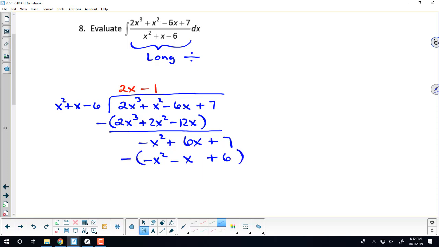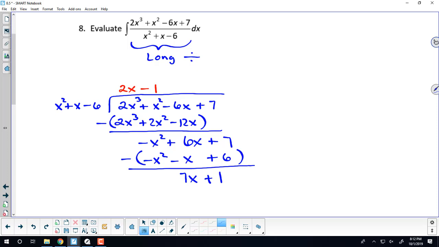We'll subtract all of that. 0, 6x plus x, 7 minus 6. So there aren't any more terms left over. The thing that we're looking at, the 7x plus 1, is a lesser degree than the thing we're dividing by. Thanks. 7x plus 1 over the thing on the right.